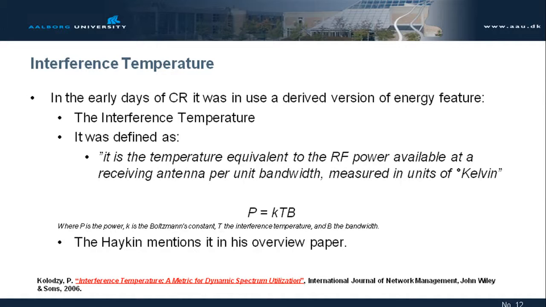Why use it instead of using the power straight ahead? I don't know, to be honest, but you are also passing through the Boltzmann constant, which is not exactly comfortable to process in hardware. Haykin of course mentioned it in an overview paper, but to be honest, no one uses it anymore. It's just another way of seeing the same thing as before. Maybe because they were using it in a regulatory framework, I don't know.